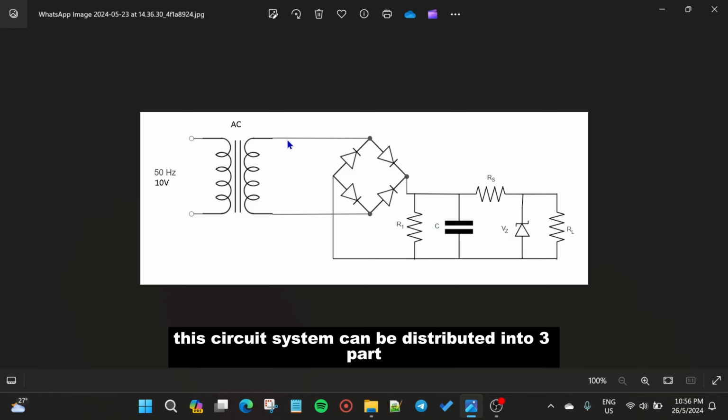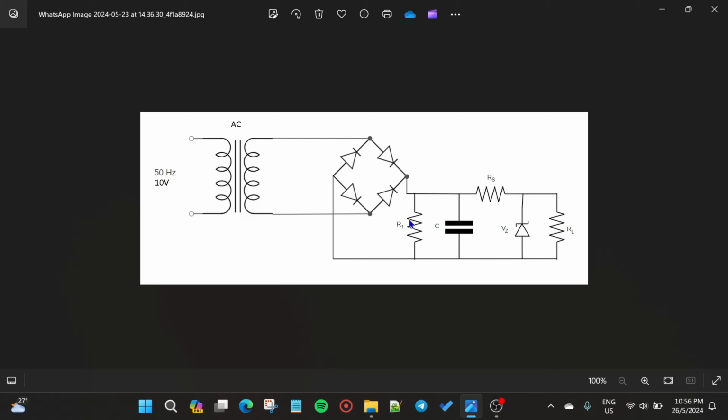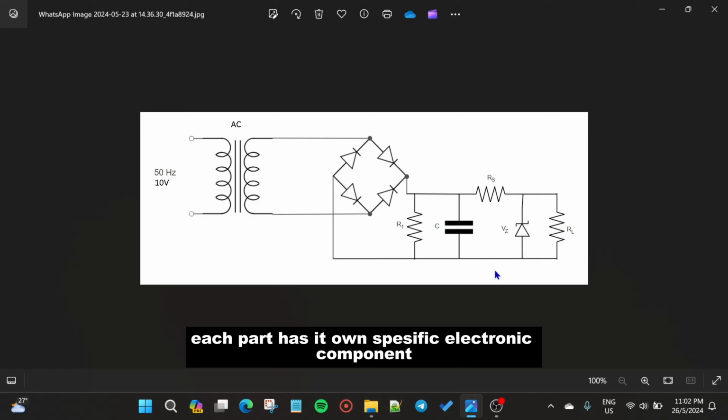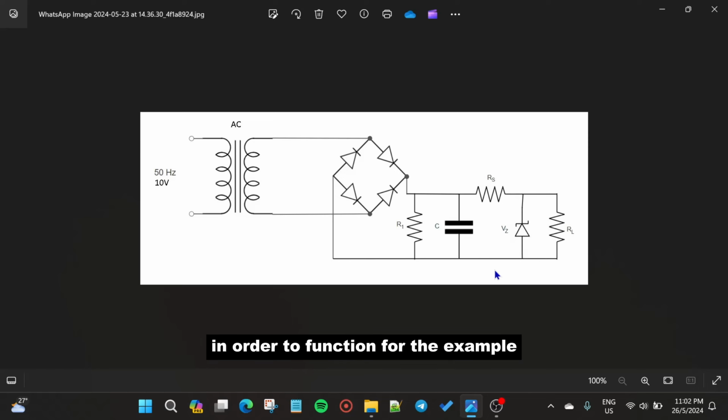The circuit system can be divided into three parts: rectifier, filter, and voltage regulator. Each part has its own specific electronic component in order to function. For example, for the rectifier, we will use four regular diodes, for the filter, we will use a capacitor, and for the voltage regulator, we will use the Zener diode.